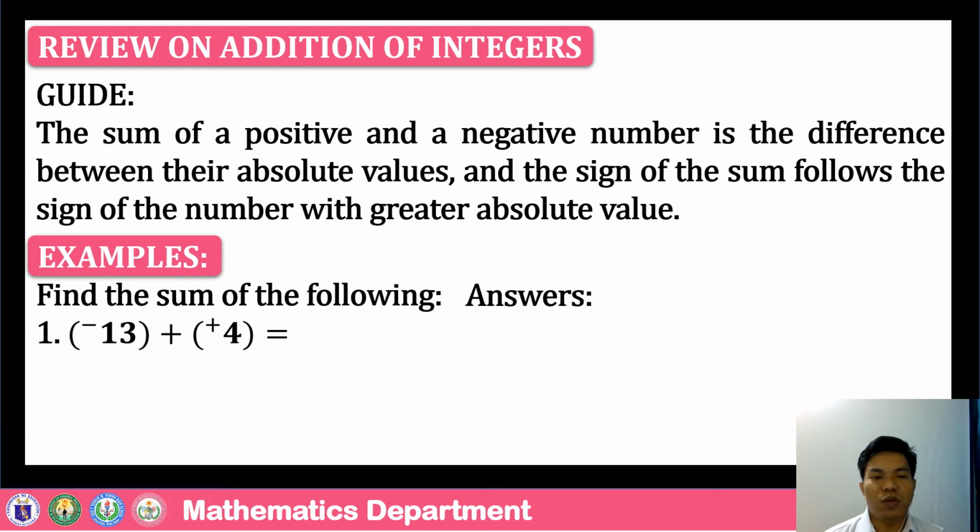At kokopyahin natin yung sign ng number na may mas mataas ang absolute value. In this case, ang 13 ang may mas mataas ang absolute value at ang sign niya ay negative, kaya ang magiging sagot natin sa number 1 ay negative 9.